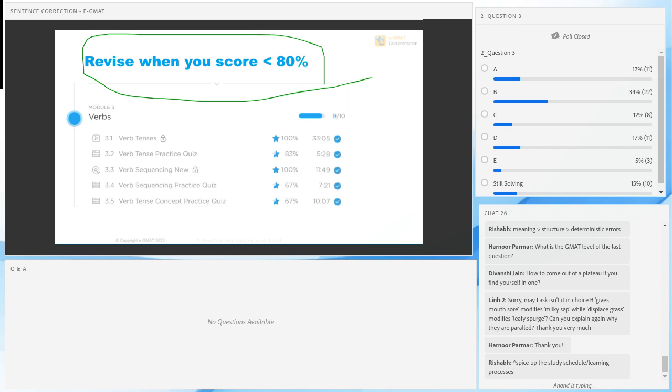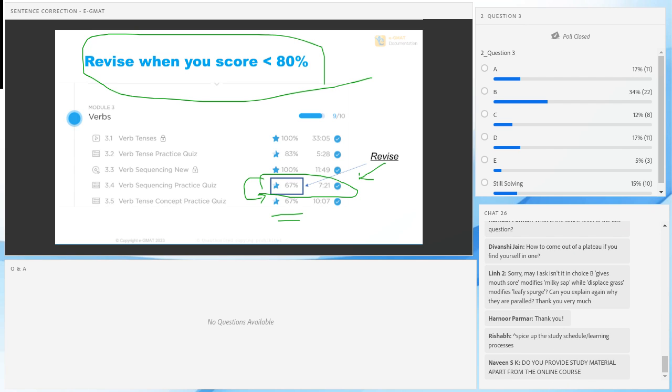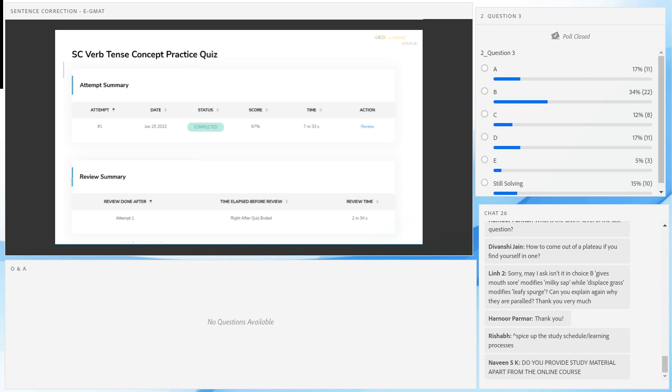A number of times when we see accounts such as this, 67%, and time spent on this quiz was not really excessive at all, that tells me that the student has not done review. That kind of not doing review is revealed in the next file, because the course is a progressive course, right? So if you don't fix problems up front, those problems will become really big. So that's very, very important.